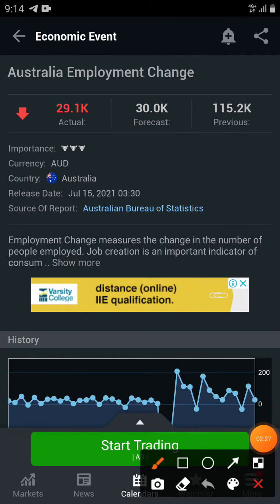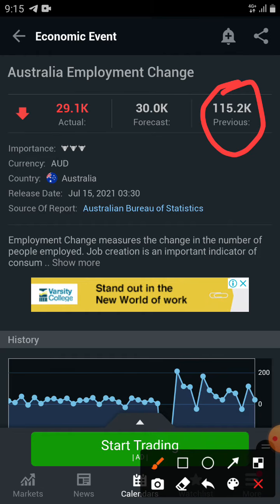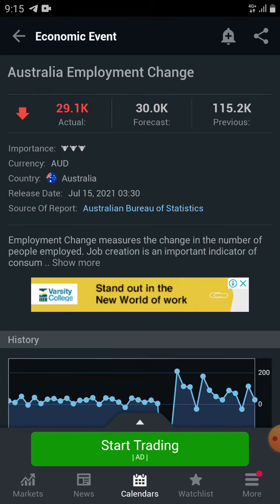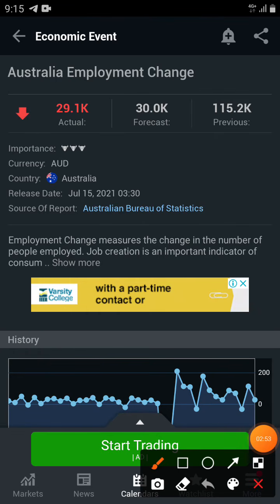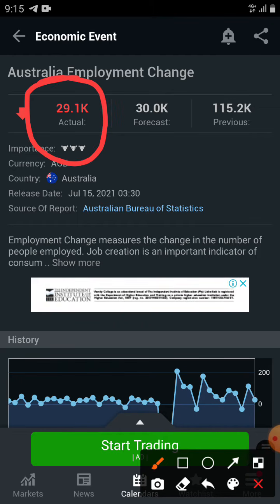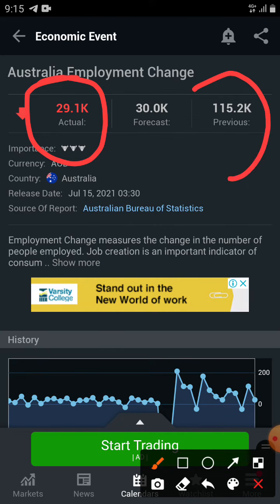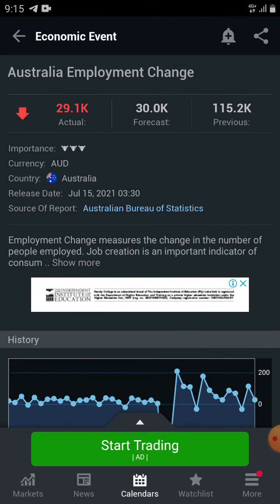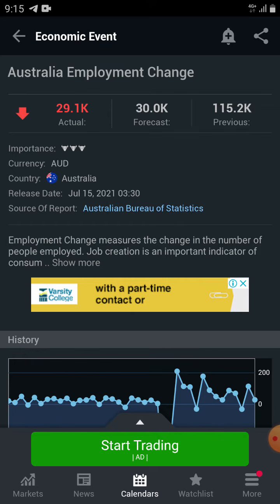So when the previous is less than the actual, you buy. You understand? You buy. Then when the actual is less than the previous, you sell. Yeah, so don't get it confused. Don't ever get it confused, because if you get that confused, you will miss it.